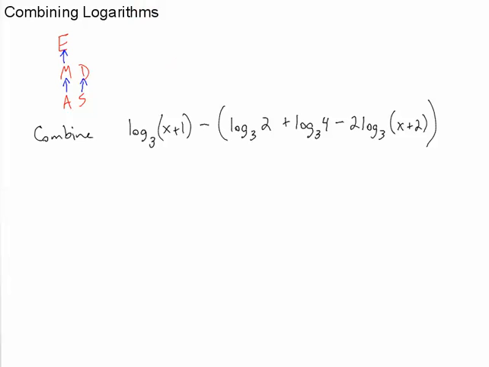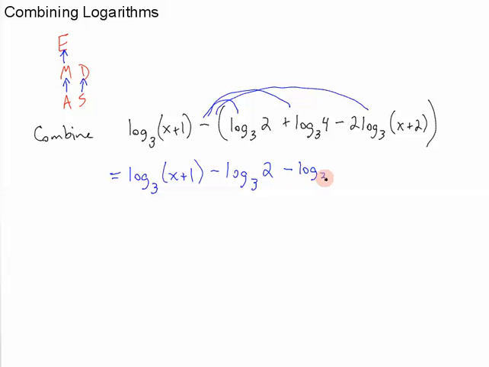Okay, here we have multiple logarithms going on. The first thing I would do is distribute my negative here. So I'll have log base 3 of x plus 1. Don't lose your base of 3, by the way. It's very important that these all have base 3. Otherwise, you can't use the logarithm law if the bases aren't the same. So I distribute my negative.